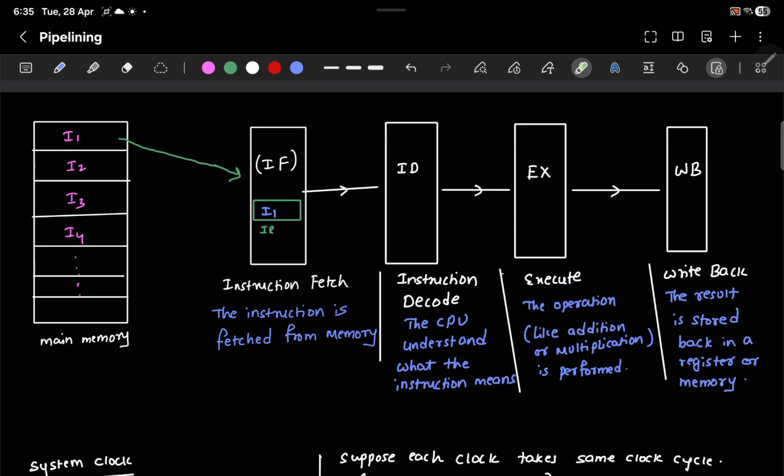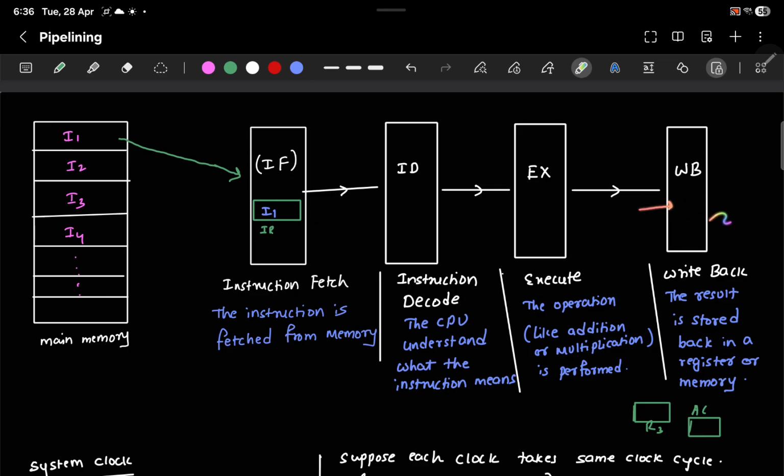I hope you already knew all this; we had already seen it back then, so I'm not going to explain it in a deep way. Just try to understand whatever is necessary. Now after execution, I1 will move to the write back state, which is the storing part.